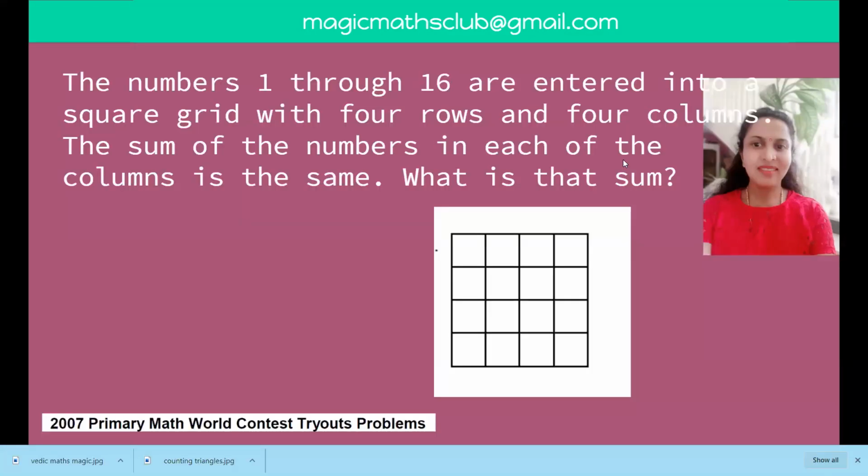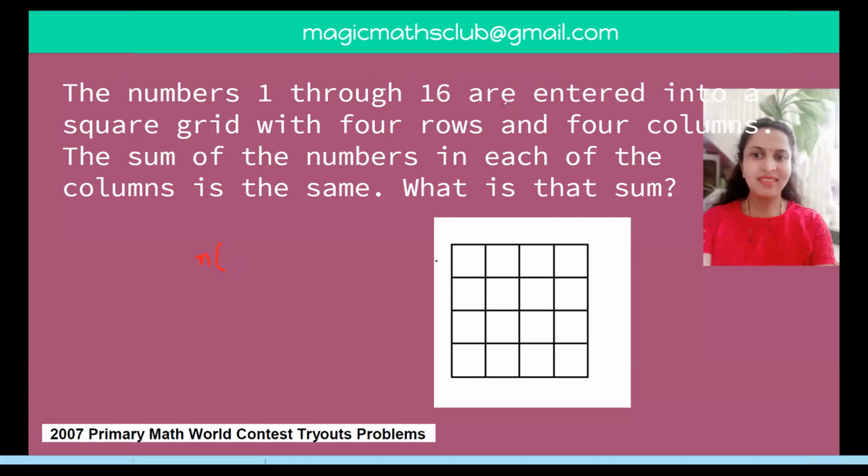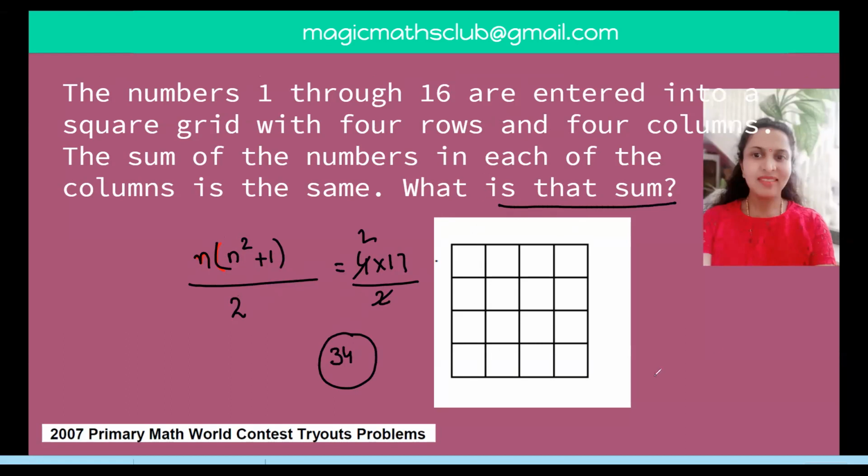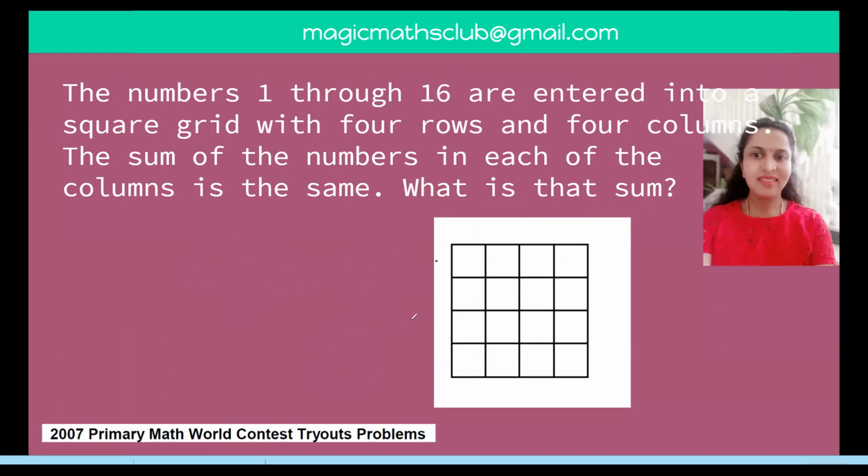Let's go to the 4 by 4 magic square, and you can see 2007 primary maths world content. This was the first question being asked: what is the magical constant in this question. Since it is a 4 into 4 grid, n into n square plus 1 divided by 2. So 4 into 4 square plus 1, 17 by 2, that gives you 34. If they have asked the sum, there is no need to find the magical square and then find the sum. Just remember this formula. Now I'm going to tell you how to fill the magical square of 4 very easily.